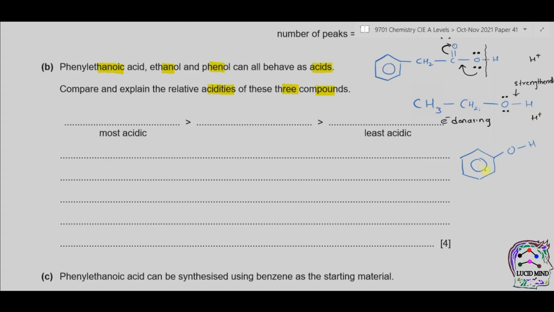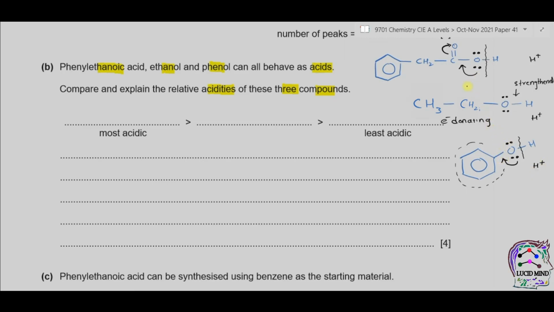In the third one, we have phenol. Again in phenol, we have lone pairs of electrons on the oxygen atom, and these lone pairs can be delocalized into the ring system. Now due to this delocalization of lone pairs of electrons, the charge density on oxygen will reduce, and therefore the OH bond is weakened. Again H+ is lost.